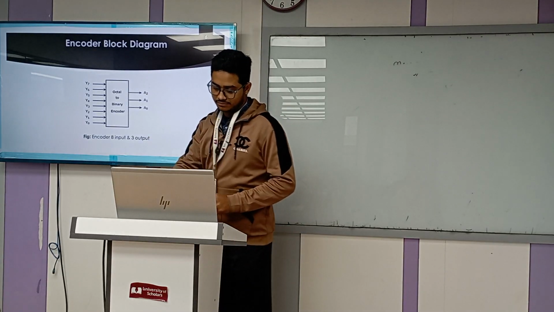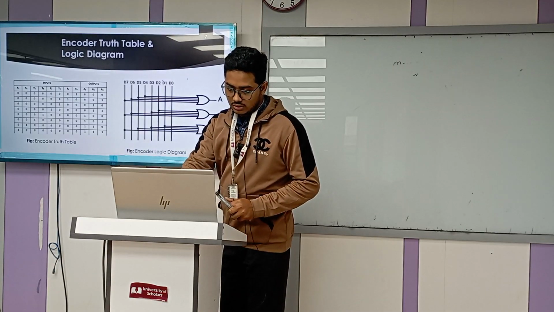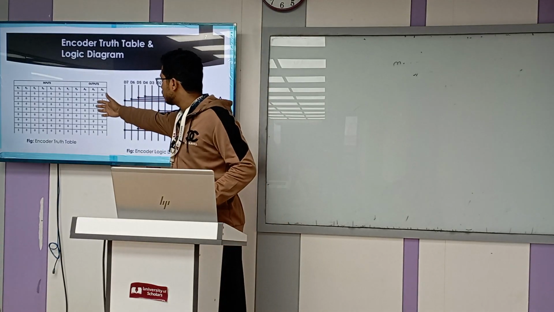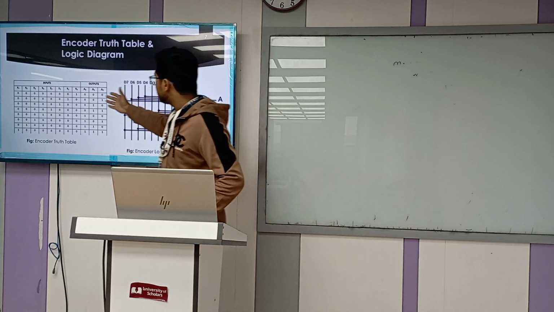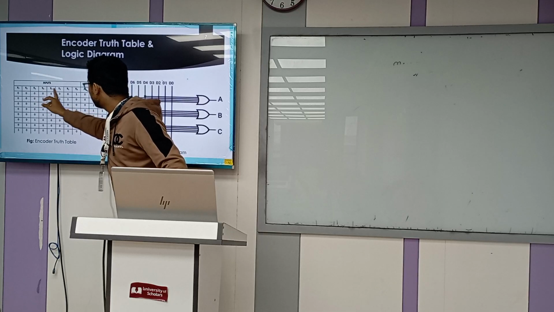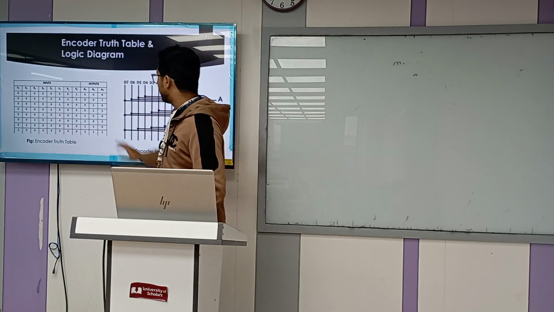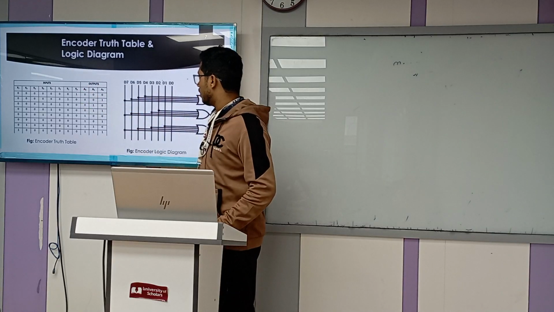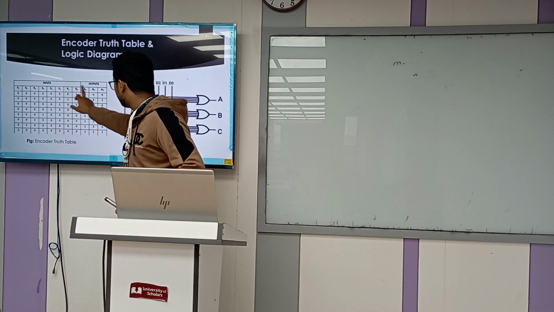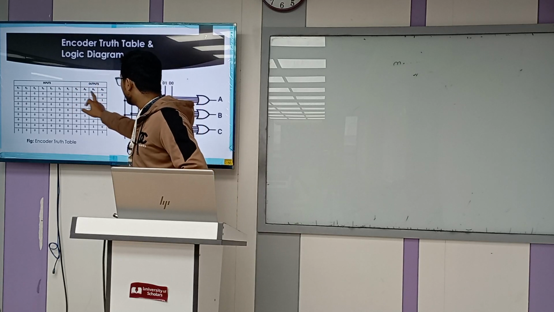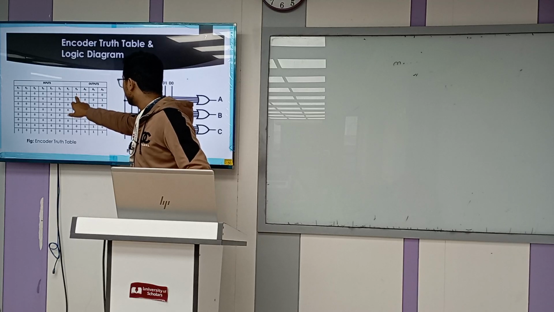Encoder block diagram. This is the encoder truth table and the logic diagram. You can see here the inputs are 8, Y0 to Y7, and the outputs are A0 to A2. Where the input is 0, 0, the output is 1, and that means Y0 is 1.